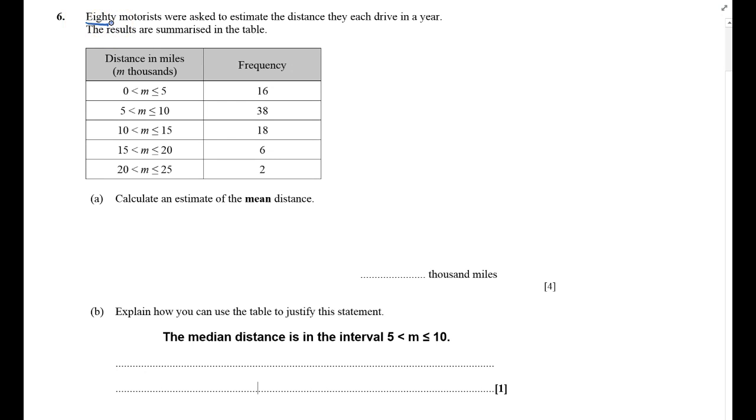80 motorists are asked to estimate the distance they drive. These are the results. Calculate an estimate of the mean distance. Mean, I mean the total divided by how many. But an estimate, I don't know.